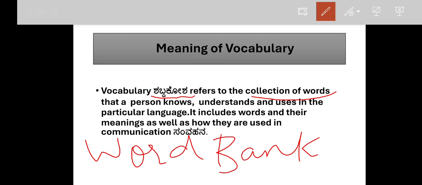Now, vocabulary refers to the collection of words that a person knows, understands, and uses in a particular language. It need not be English, for that matter, any language. It includes words and their meanings as well as how they are used in communication. Communication is both oral communication and written communication. So, vocabulary simply means a collection of words.